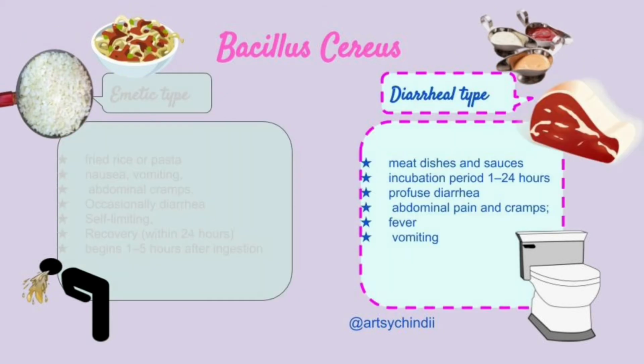The diarrheal type has an incubation period of 1 to 24 hours and is manifested by profuse diarrhea with abdominal pain and cramps. Fever and vomiting are usually uncommon.